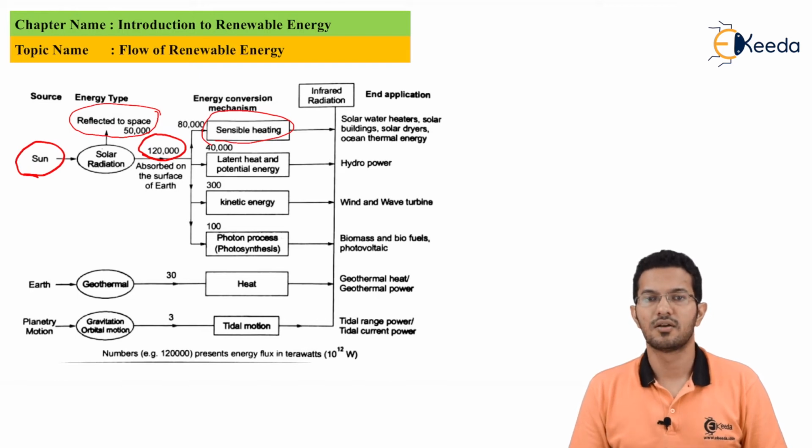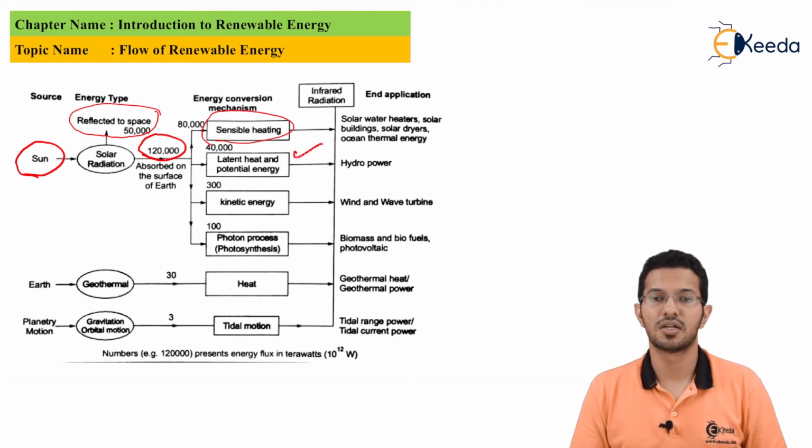Similarly, you can see that 40,000 units of solar radiation is being used as latent heat and potential energy. In the case of hydropower, this solar energy is used. And I know there will be a question in your mind: how is it being used? The answer is that heat energy received from the sun in the form of solar radiation is used by water on the surface of the ocean. It is also used in the rivers or the lakes. The solar radiation is used as latent heat.